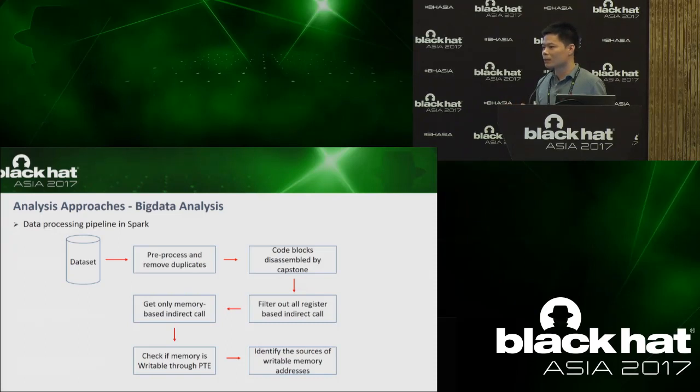I understand, but why are you filtering that out? Is there any significant thing that you want to look at? No, because those register-based indirect calls we don't want to look at. We only look at memory-based indirect calls. That's why we just filter them out. That's why we need to collect the code block from the from address, right? Yeah.